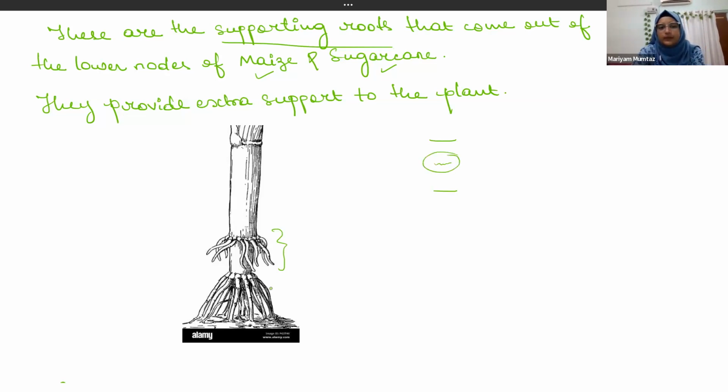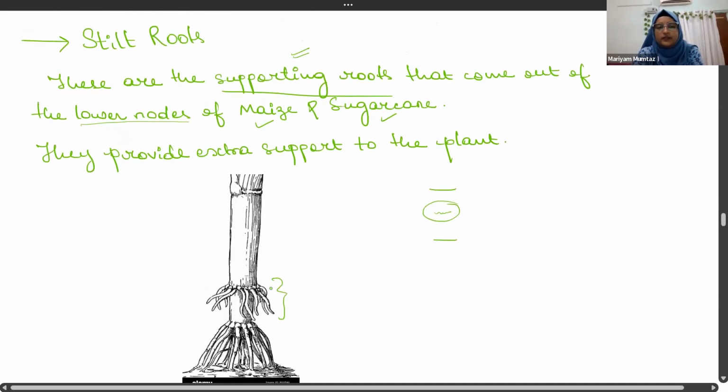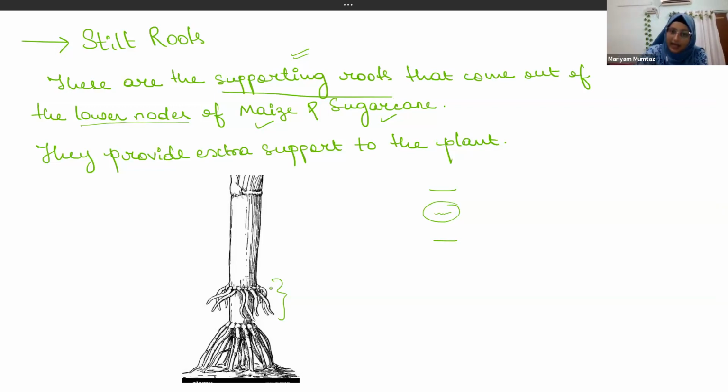Okay, so since they are saying that the supporting roots come out of the lower nodes, this is like the lowermost node. Now, see, this portion is under the ground. It is the main root of the plant. And the other roots, the modified roots, are coming from the lower node. So where do the stilt roots come from? They come from the lower nodes of the maize and the sugarcane plant. And the two examples that you have to remember are maize and sugarcane for stilt root. And stilt root is a modified root. Clear?